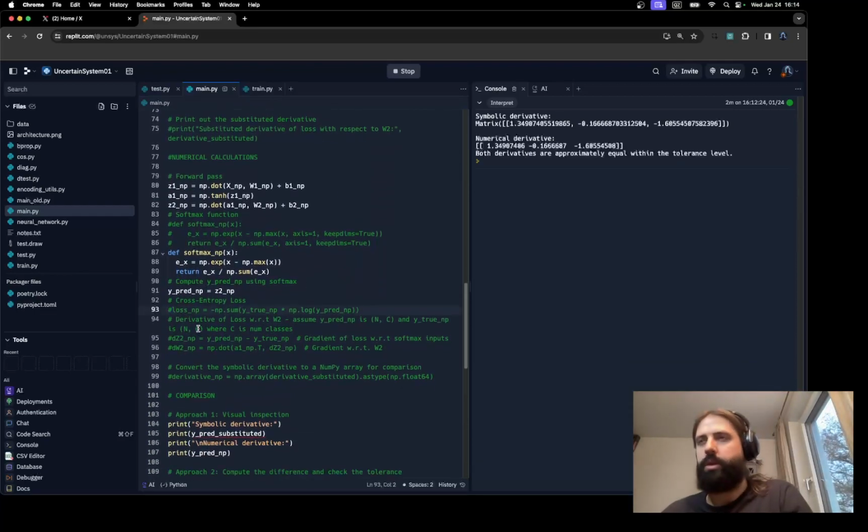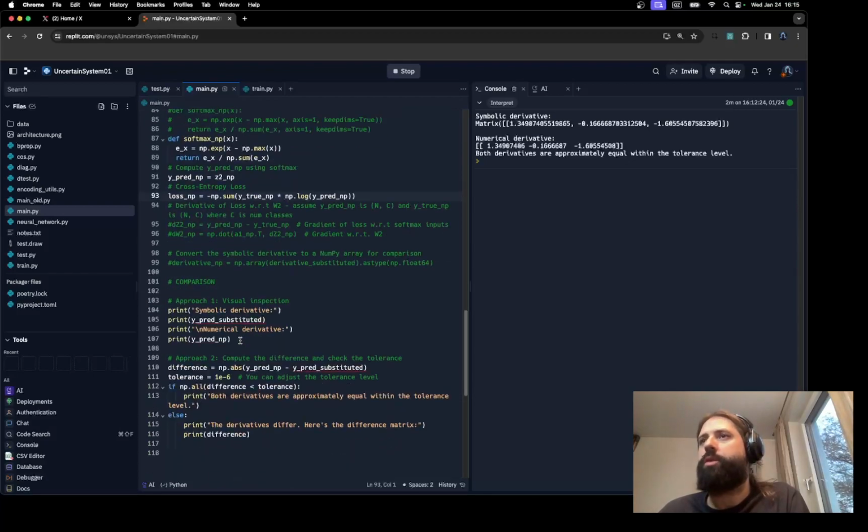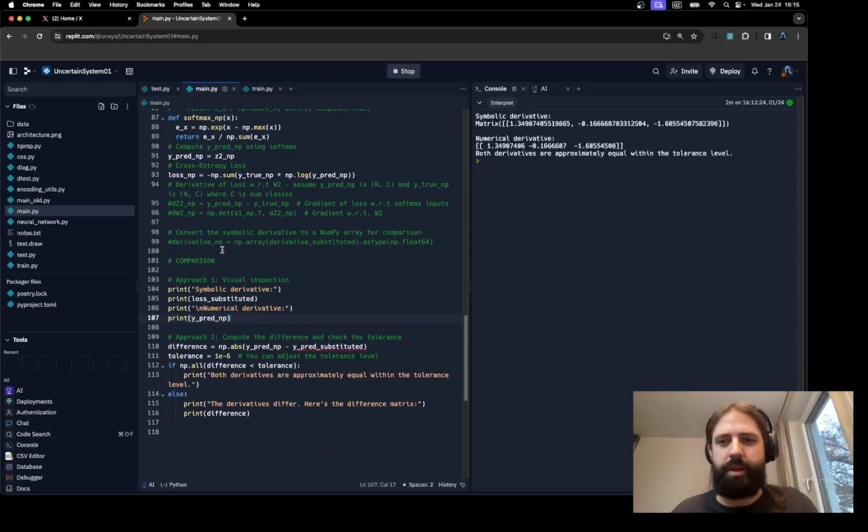And now we do loss np. Oh, sorry, loss np. We don't do the derivatives, and then we compare loss and loss np. Loss substituted and loss np. So this is loss substituted, loss np.